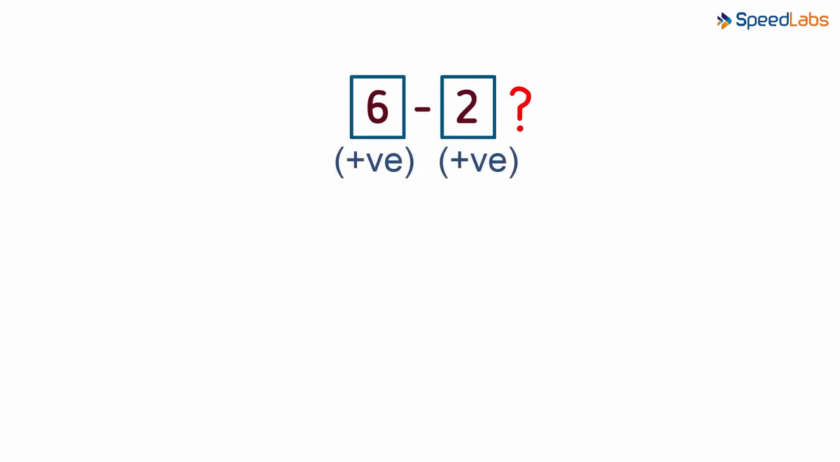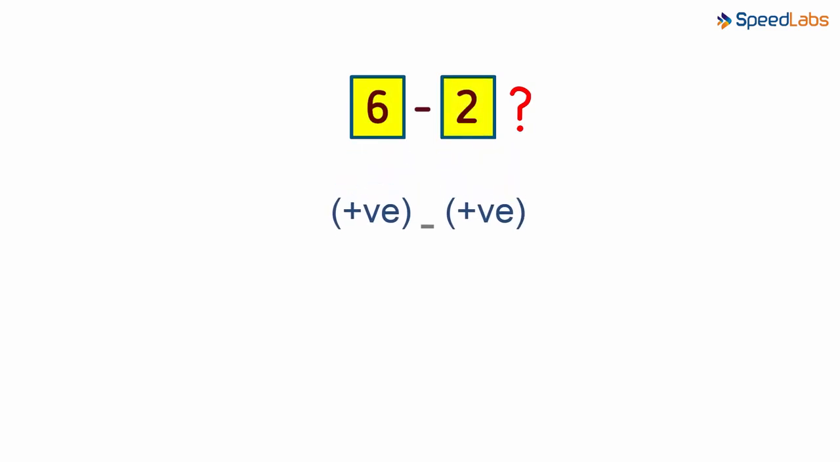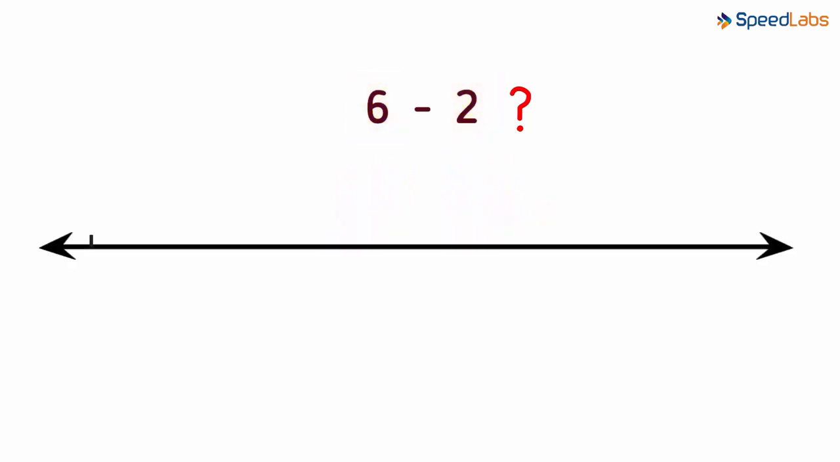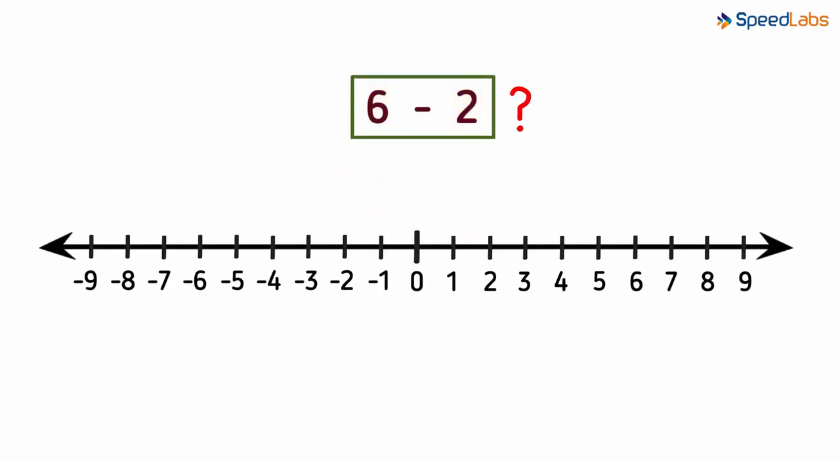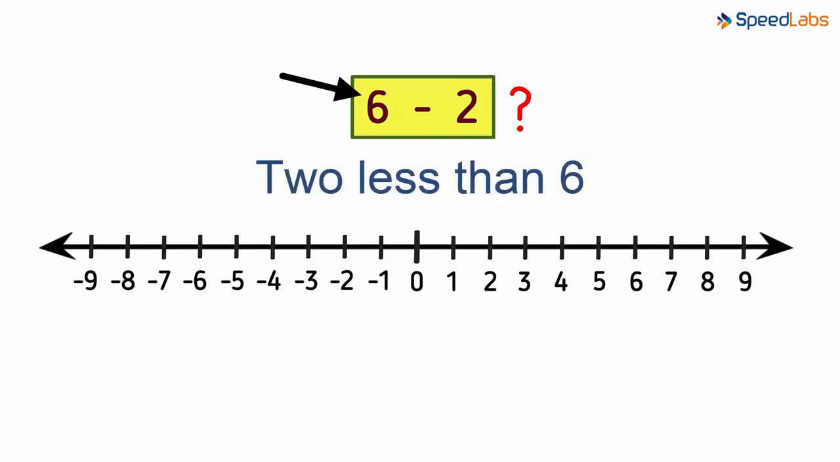Consider this question. In this case, there are two integers, and we can see that both the integers are positive. That is 6 and 2. So let us see how to subtract the positive integers on the number line. We will consider this number line to solve it. This question can also be written as 2 less than 6.